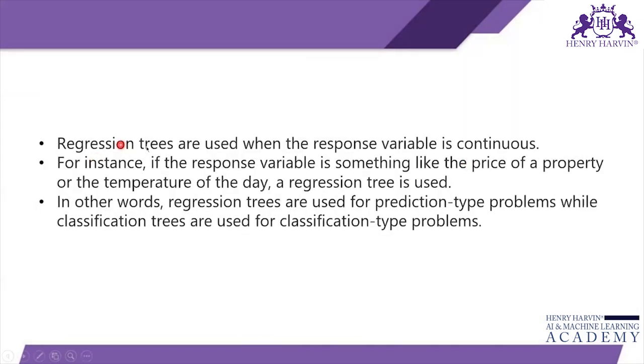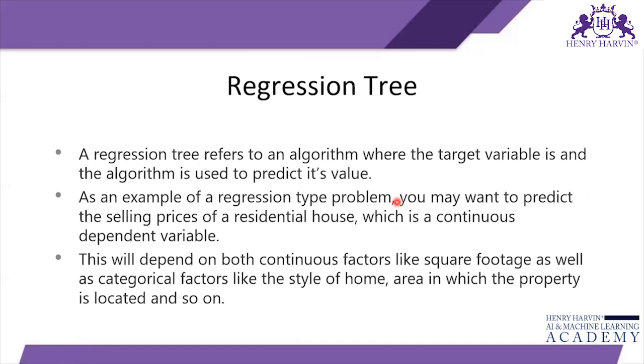So these regression trees are used when the response variable is continuous. For instance, if the response variable is smooth, something like the price of property or the temperature of the day, a regression tree is used. In other words, regression trees are used for prediction type problems, while classification trees are used for classification type problems. So that's about the regression trees, where we can use them and how we can use them.